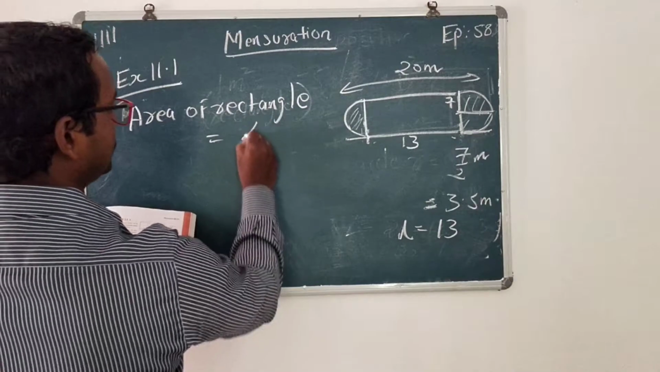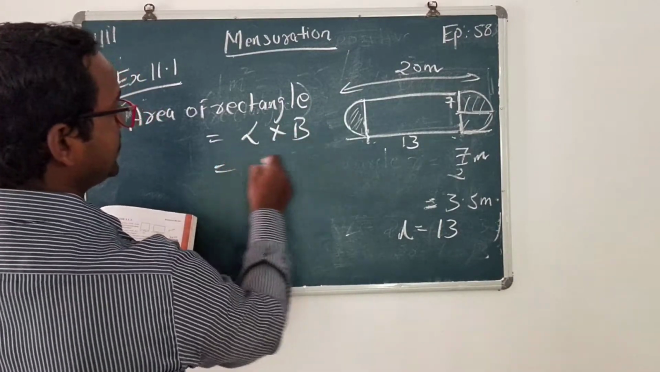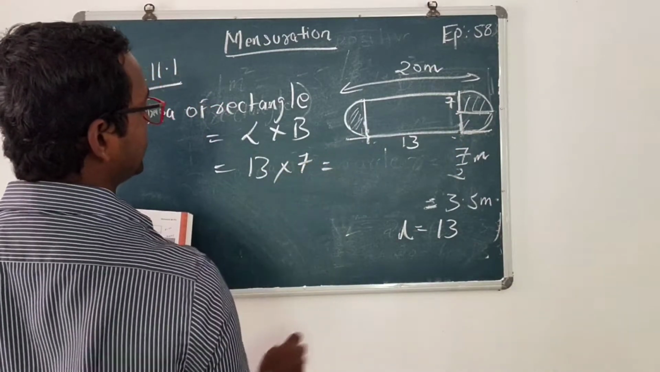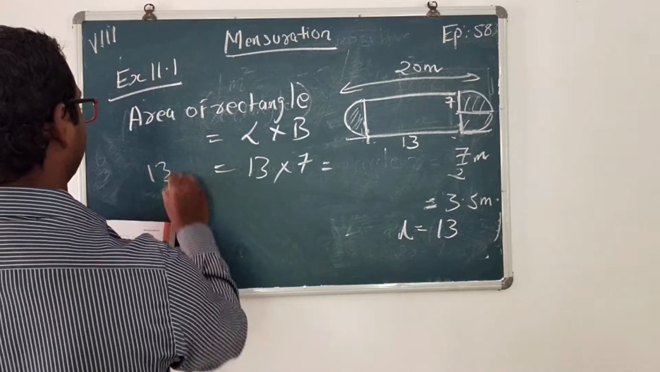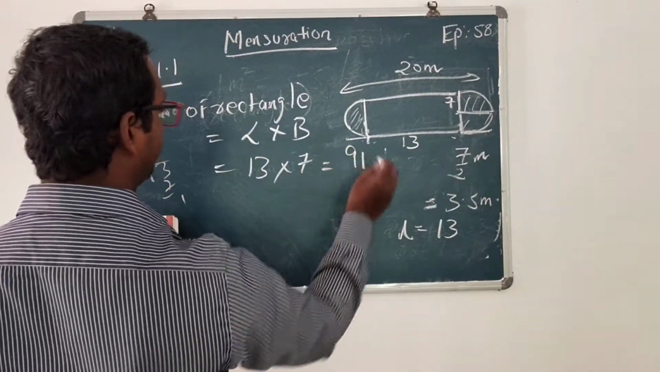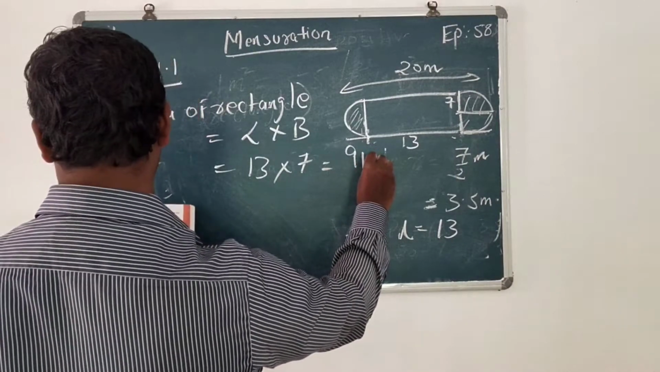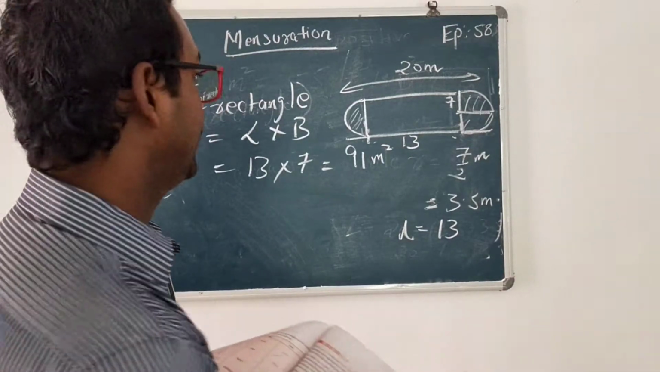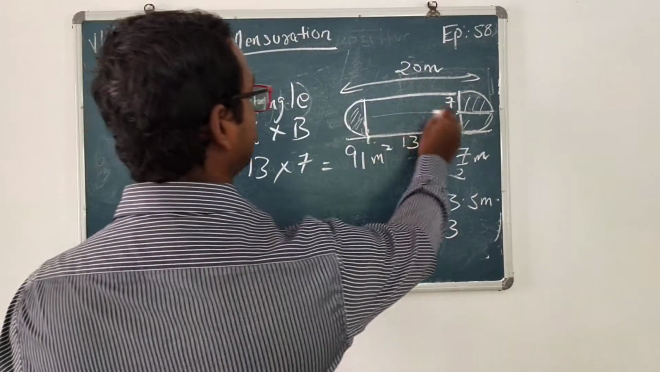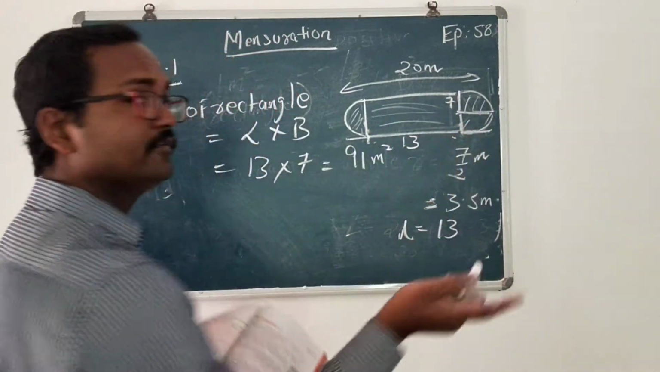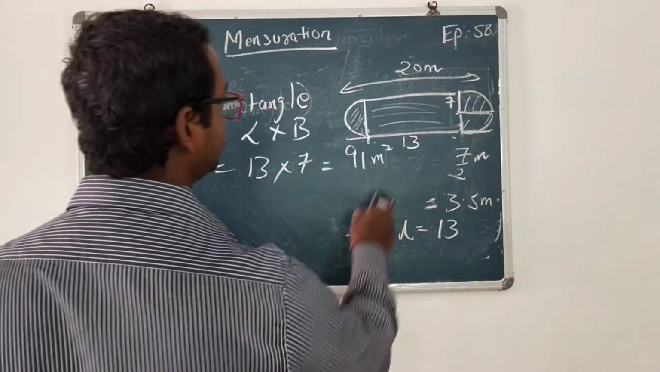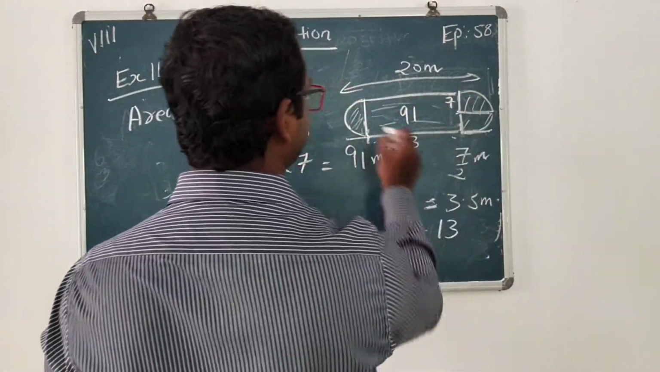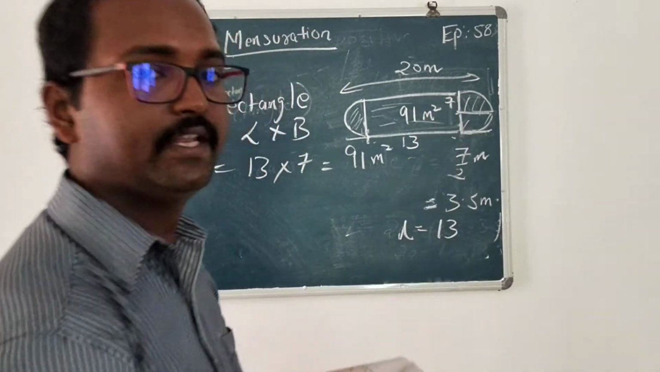Area of a rectangle is length into breadth. How much is length? Length is 13. How much is breadth? 7. 13 into 7 is equal to 91. So 91 meter square is the area of the rectangle. Okay, so the area of the rectangle is over. Now we have to find the area of the semicircle. This rectangle area is 91 meters square.